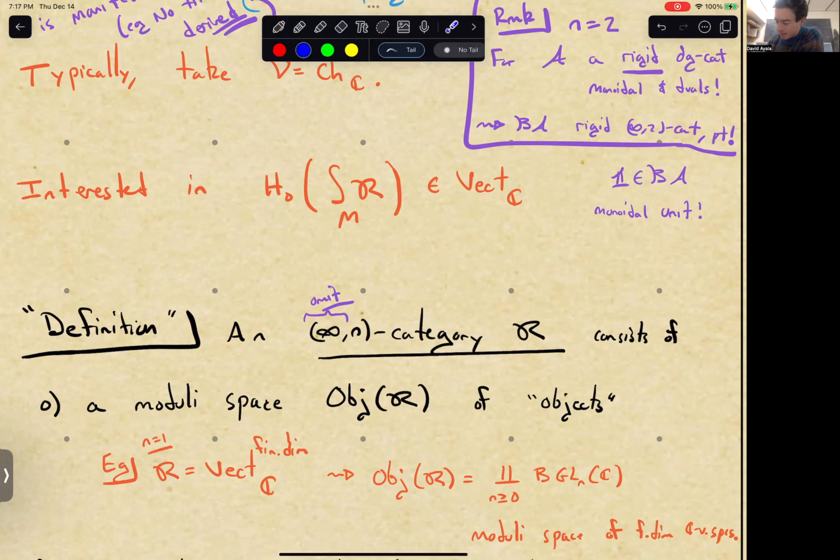In that case, you can consider the ordinary category of vector spaces, finite dimensional, and the set of objects is the set of finite dimensional vector spaces. And what I mean by the moduli space of objects is the moduli space of finite dimensional complex vector spaces. One way of describing it is as this coproduct of BGLN of C's.